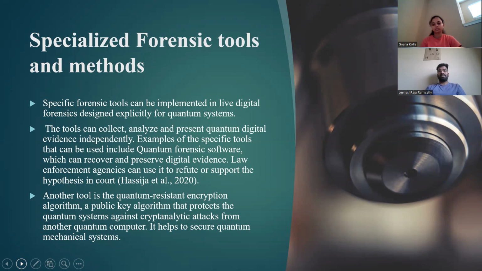Another tool in quantum resistance is an encryption algorithm, a public key algorithm that protects quantum systems against cyber attacks, or hijacking, or hacking from other systems to capture the data. It helps to secure quantum mechanical systems.